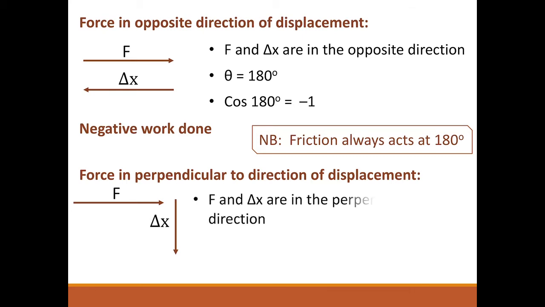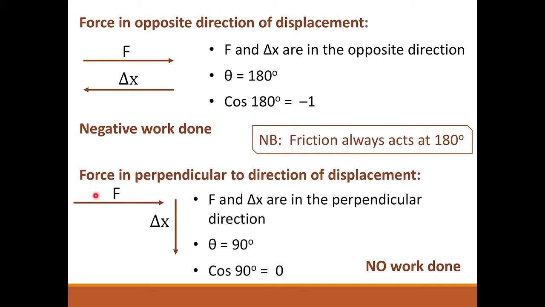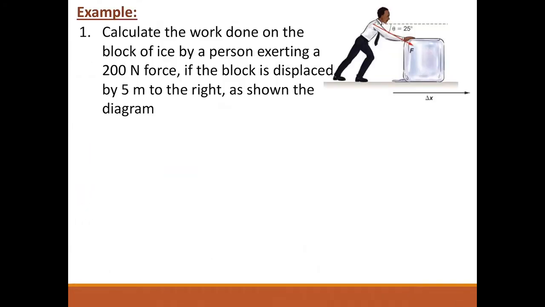It doesn't matter. The point here is that F and delta x are perpendicular, which means theta is 90, and cos 90 is 0. So no work is done by this force, all right? Because this force and this displacement are at 90 degrees to each other.